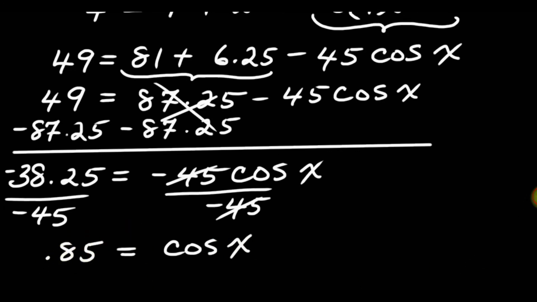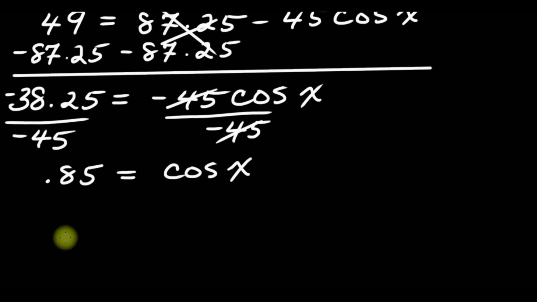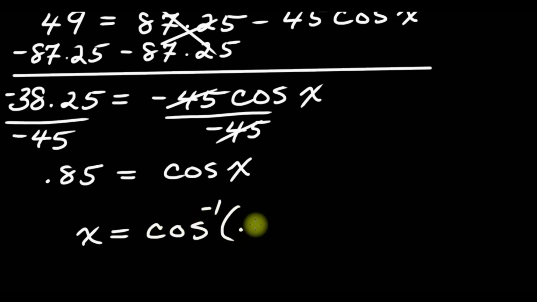All right, so to get x, we would have to do the arc cosine, which is the inverse of cosine. So arc cosine of 0.85, and that is going to give us 32.0 degrees.